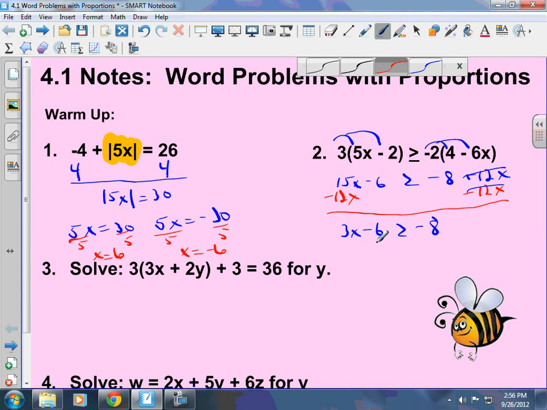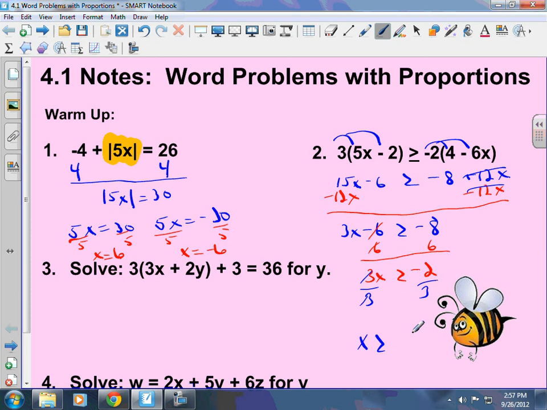Now, I'm going to add 6 to both sides. This cancels. 3x is greater than or equal to negative 2. And now, to get rid of the 3, I divide both sides by 3. Remember, the number next to your letter goes on the bottom of the fraction. The 3's cancel. So x is greater than or equal to negative 2 over 3.